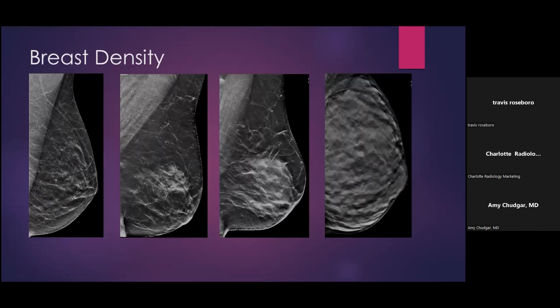So fibroglandular tissue appears white and fat appears black on a mammogram. And so this is kind of showing you the range of densities. And this is somebody who has a lot more fat, and this is somebody who has a lot more tissue.